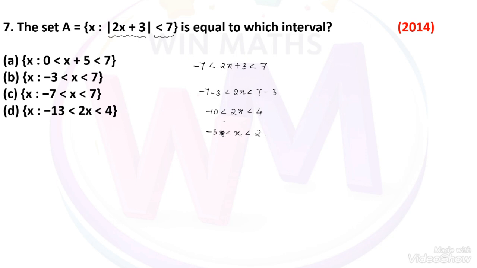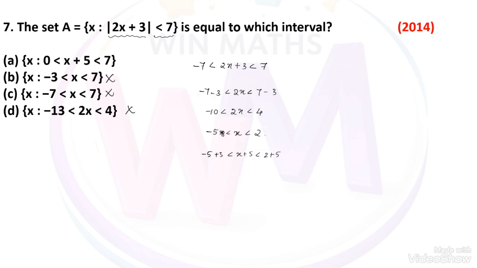So check the options to see whether the answer is given. In the options there is no option for x, so neglect these two options. Again, for 2x there is no option present, so option 4 is also neglected. Now x plus 5. For our confirmation, we add 5 to the whole equation: minus 5 plus 5 less than x plus 5 less than 2 plus 5.